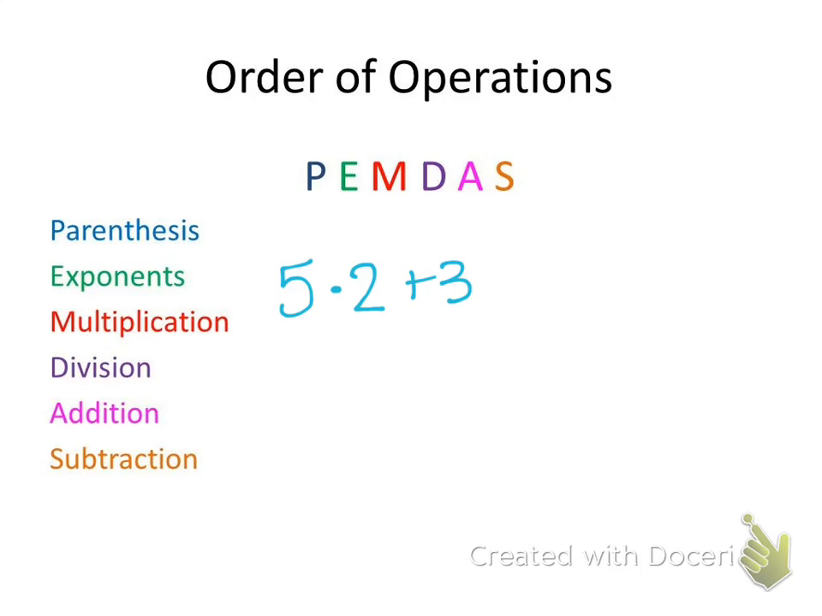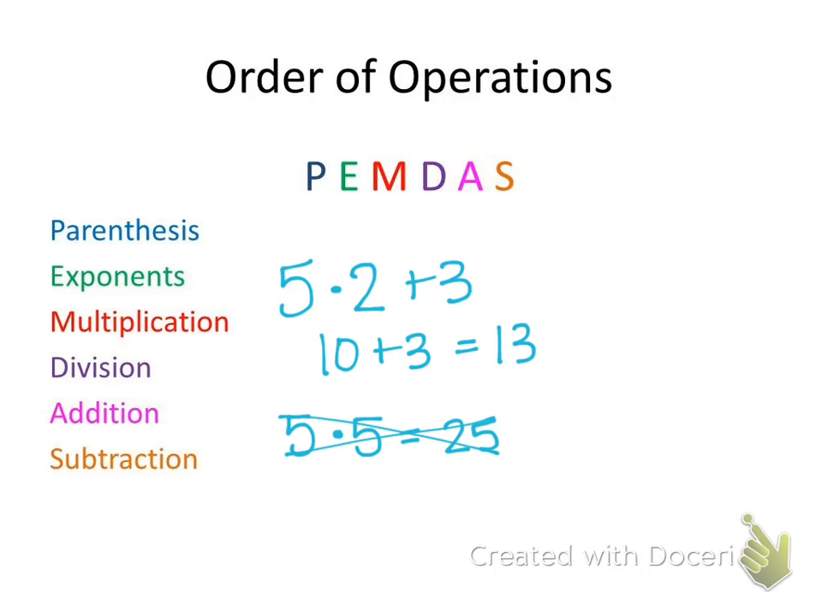Okay, order of operations says I do 5 times 2, which is 10, then plus 3, which is 13. But if I don't do it in order of operations, let's say I did 5 times, and I went ahead and did 2 plus 3, which is 5. What's 5 times 5? 25. That is not the same answer, and it is not correct. Okay, so we have to do order of operations in order to get the right answer.